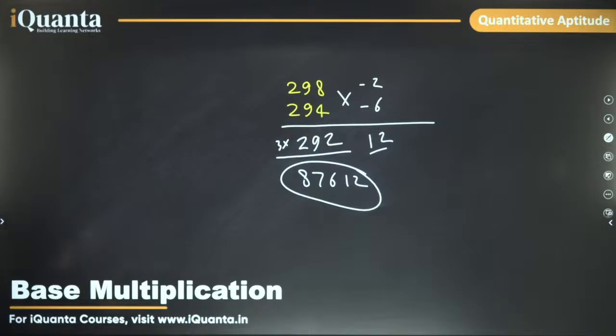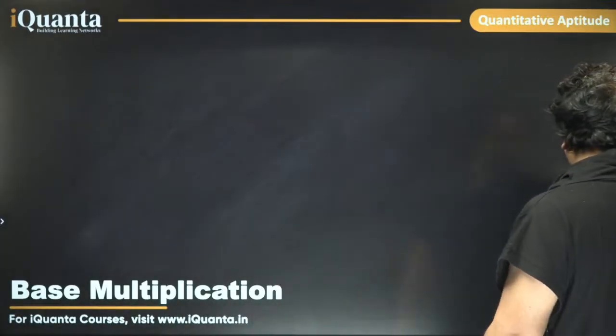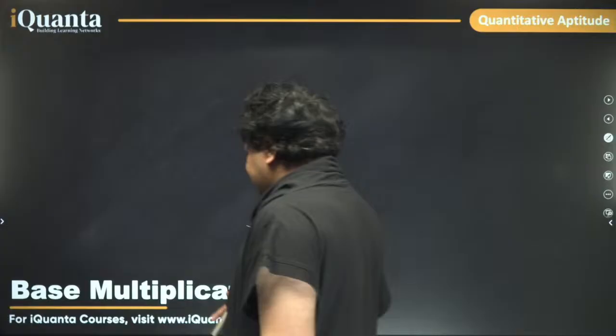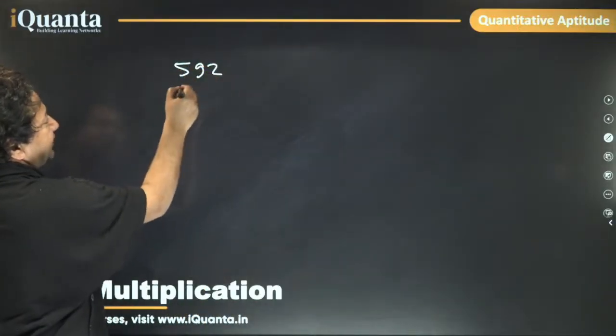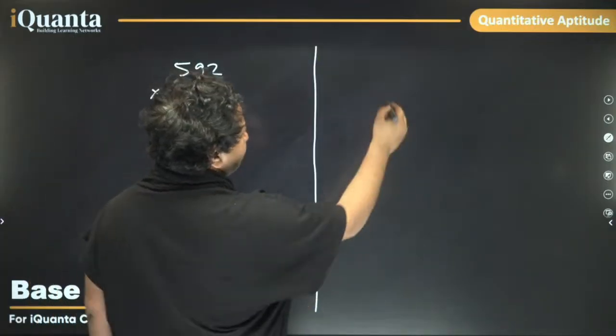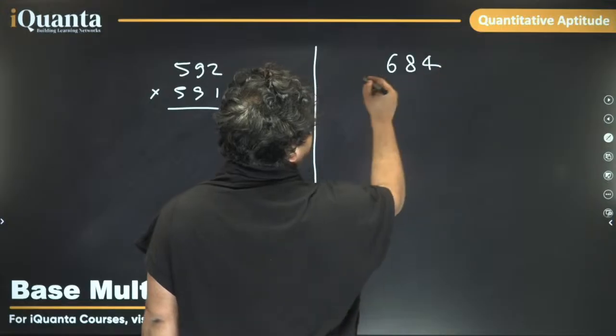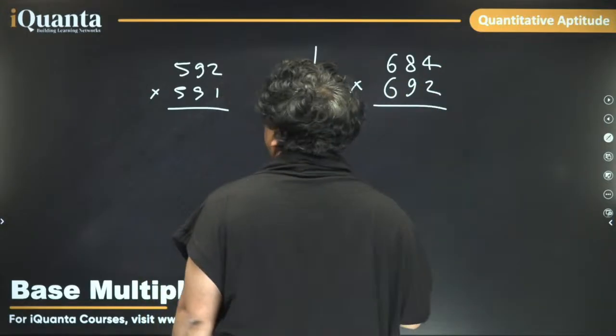So let me give you some random numbers in which the numbers that I assume will be less than the base, and after that obviously we'll go to the next concept, that is when one number is less, other is more. Okay, so let us try a few random examples. 592 multiplied by 591. Tell me the answer. 684 multiplied by 692. Tell me the answers to these two.